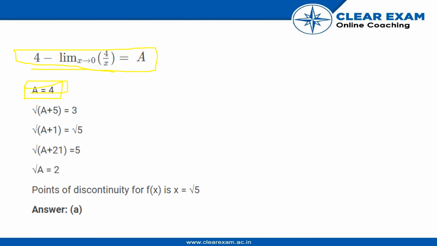Now let's substitute this a is equal to 4 in the 4 given options, and these are the solutions that we get: 2, 5, root 5 and 3. And the points of discontinuity for f(x) is x is equal to root 5, right? So therefore root a plus 1, that is our option A, is the correct answer.